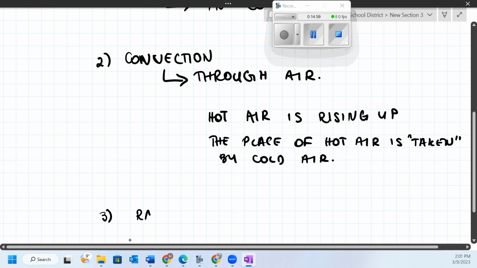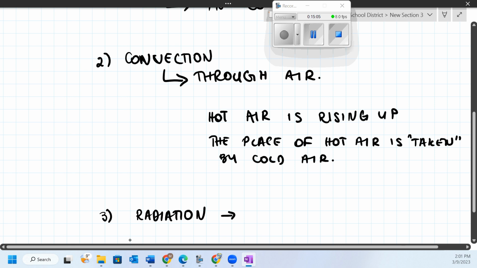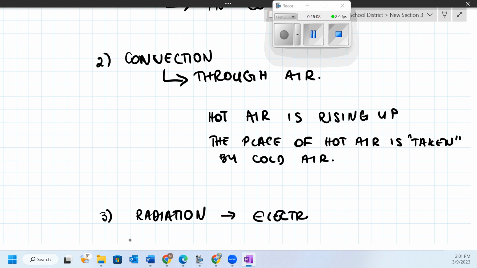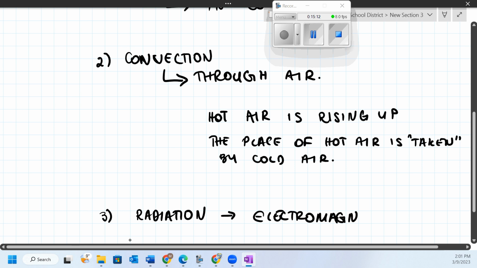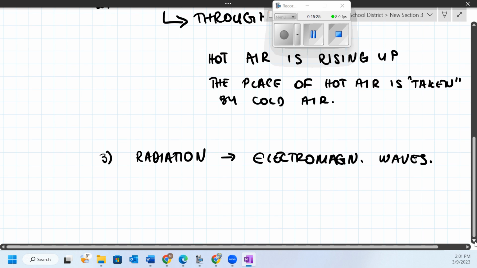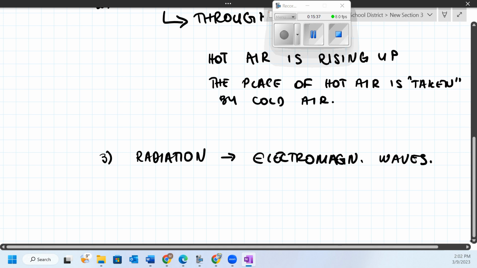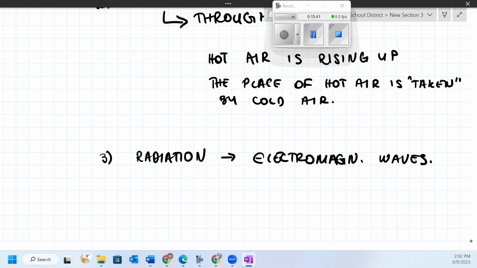The third way is radiation, which is happening through electromagnetic waves. Electromagnetic waves are formed as a result of the vibration or accelerating of electrons, and they possess energy. So as soon as those electromagnetic waves are in contact with an object, they give all the energy that they have to the object. Those are the three ways in which heat is transferred.